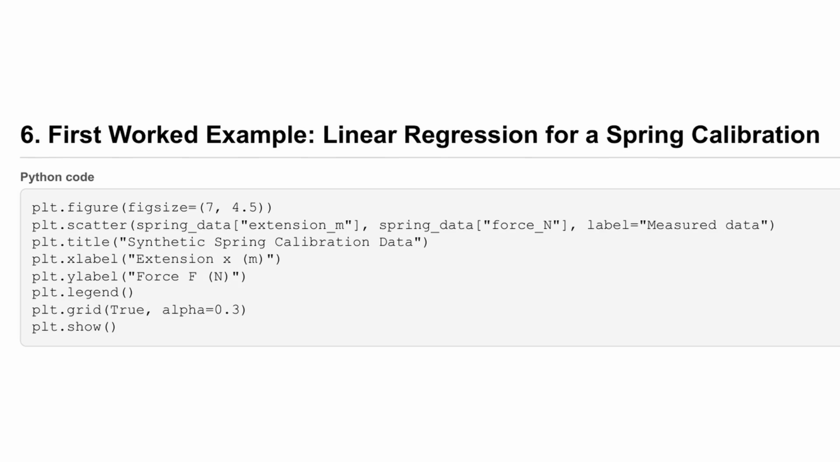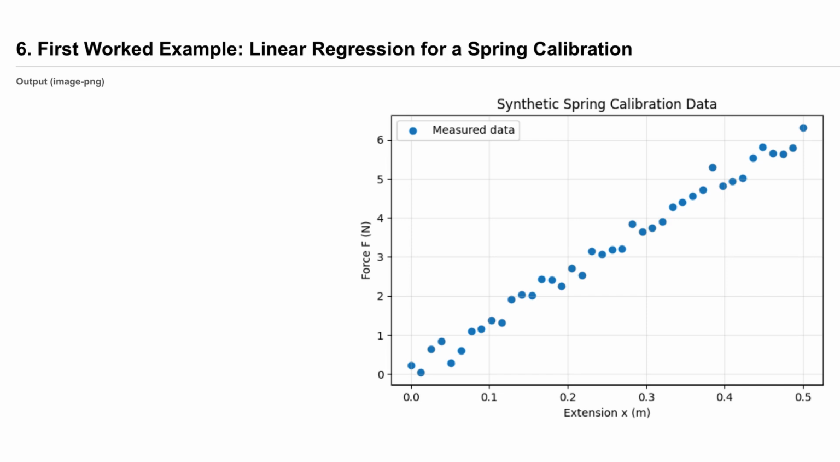Before training any model, we should visualize our raw data. This block of code uses Matplotlib to create a scatter plot of the force versus the extension. Visual inspection is a crucial step to ensure the data is sensible. The plot shows a clear upward trend, as expected from Hooke's law. However, the points do not lie on a perfectly straight line because of the synthetic measurement noise. Our goal is to find the best fit line through this noisy data.